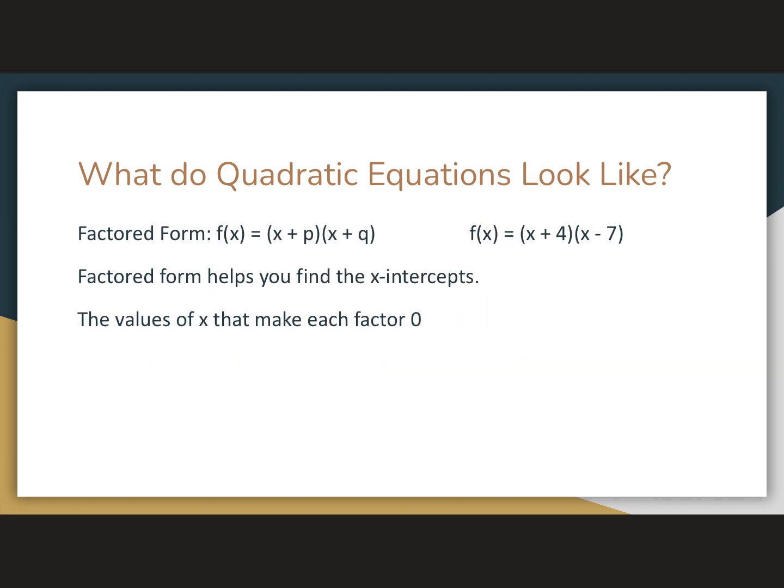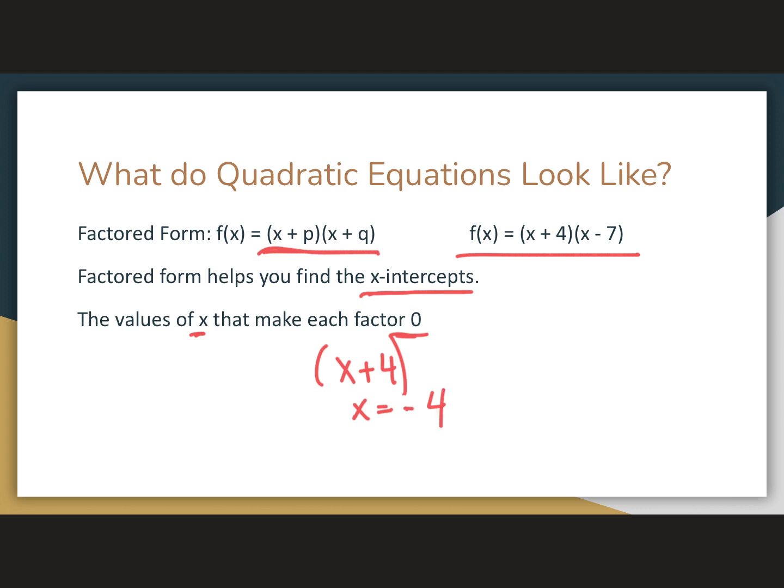Okay? And one final way that we see them is in a factored form, something like this. Or, like I said, that's sort of the generic. You're going to see something that looks like this. The factored form helps you find the x-intercepts. So that's the one thing we haven't talked about finding so far. The x-intercepts are simply the values of x that would make each of our factors 0. So if x plus 4 would equal 0, then x would have to be -4.